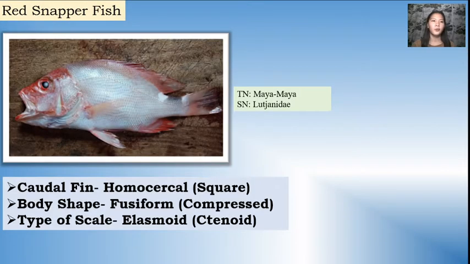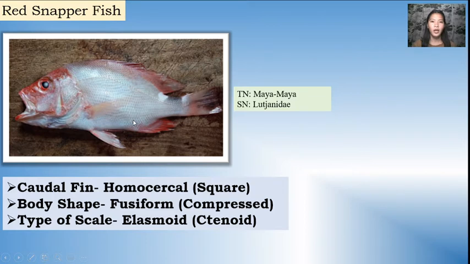So, red snapper fish. Ang red snapper fish is, ang kanyang Tagalog name is maya-maya. Ang scientific name niya is Lutjanidae. So, ang type of caudal fin niya is homocercal, square. Body shape niya is fusiform, compressed. Type of scale niya is elasmoid tenoid.